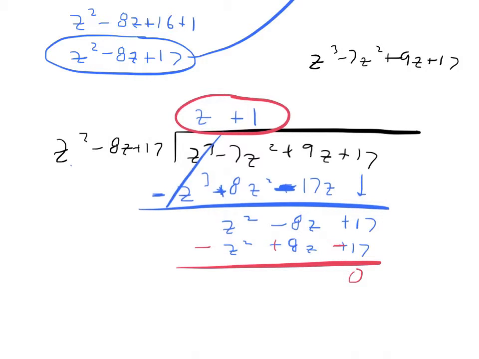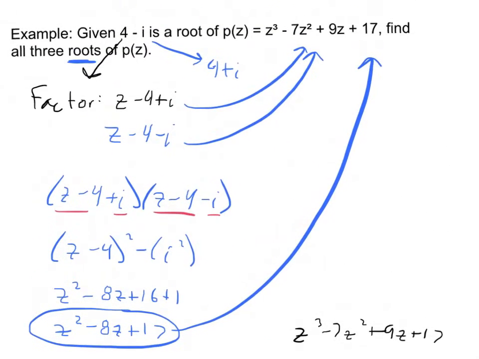The last thing we need to do is answer the question. The question asked, what are all of the roots? Right, and hopefully the question will still be back up here. The question was, what are all three roots? Well, one of them is 4 minus i. One of them is 4 plus i.